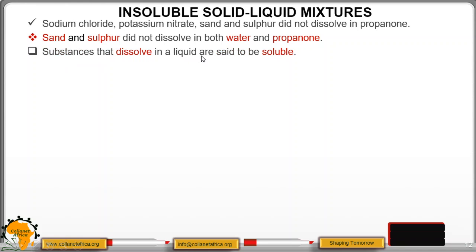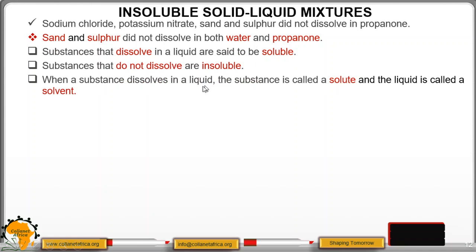Substances that dissolve in a liquid are said to be soluble, while substances that do not dissolve are known as insoluble. When a substance dissolves in a liquid, the substance is called a solute, and the liquid is called a solvent. So, for example, if you're dissolving sodium chloride in water, sodium chloride will be referred to as a solute, while the dissolving liquid, that is water, will be referred to as a solvent. The resulting mixture is called a solution.